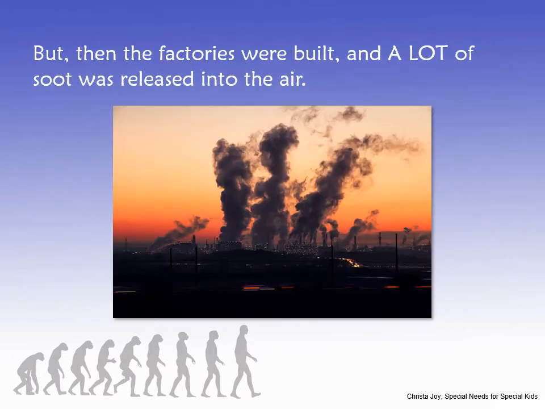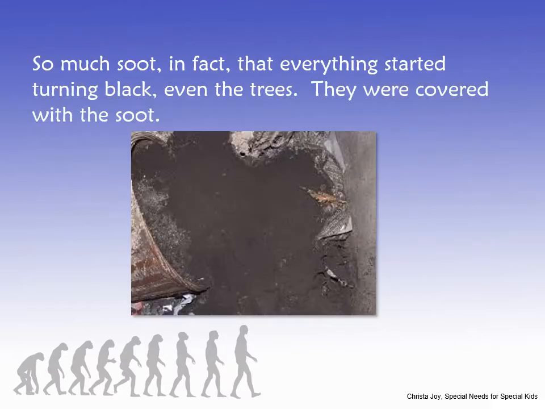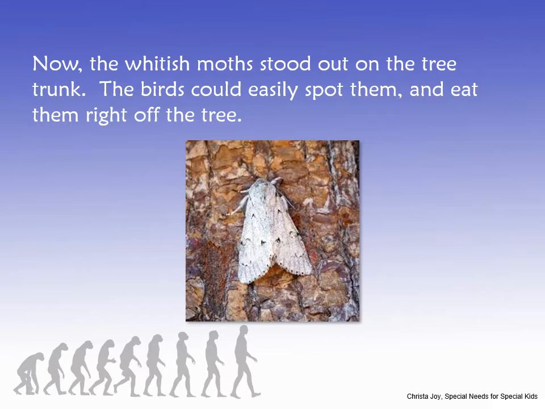But when the factories were built, a lot of soot was released into the air. So much soot, in fact, that everything started turning black, even the trees. They were covered with the soot. Now, the whitish moths stood out on the tree trunk. The birds could easily spot them and eat them right off the tree.